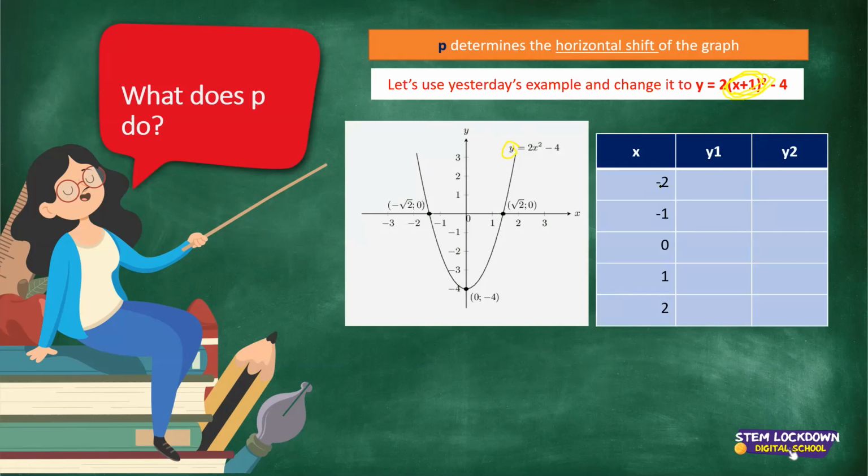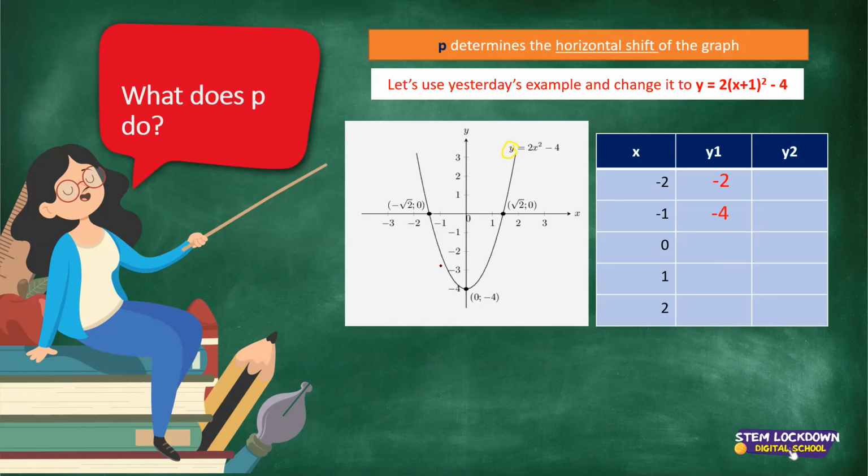Okay, so if we substitute x with minus 2, we have minus 2 plus 1 in the bracket, which is minus 1. And that squared gives us 1. So 2 times 1 is 2, and so it becomes 2 minus 4. 2 minus 4 gives us minus 2. Okay, so we're going to fill in our graph accordingly. Then if we substitute minus 1 for x, that means our bracket is 0, and that means that 2 times 0 is 0. So our y is then minus 4.